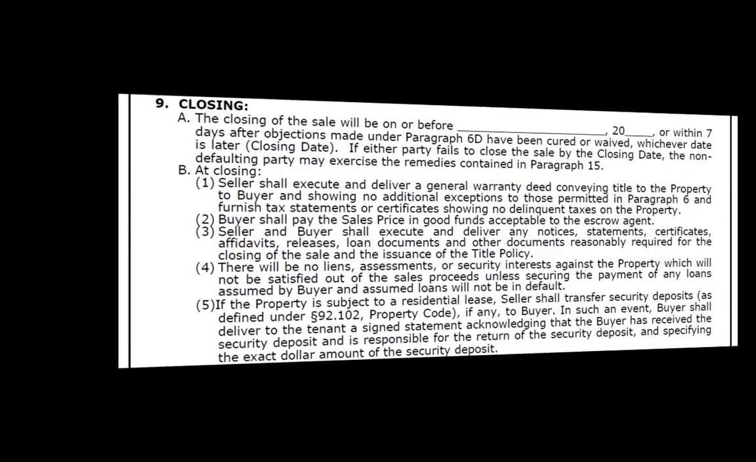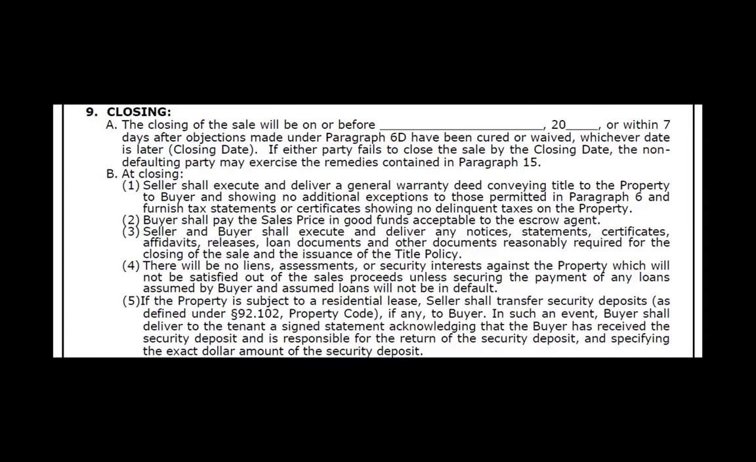So, paragraph 9, the closing paragraph. This is broken up into 2 different sections. Let's talk about section A. Section A is the date that this thing needs to be closed by. It's usually going to occur 30 to 45 days after the effective date of the contract, just because that's about how much time it takes for the lender to get all their stuff done. But it can happen at any moment, as long as everybody's ready to close.